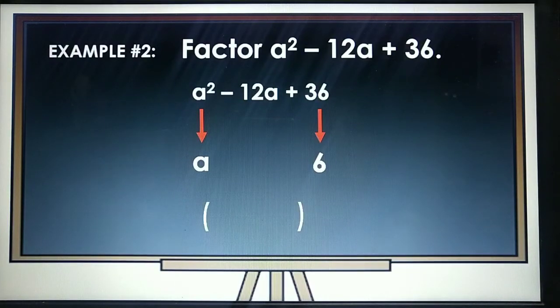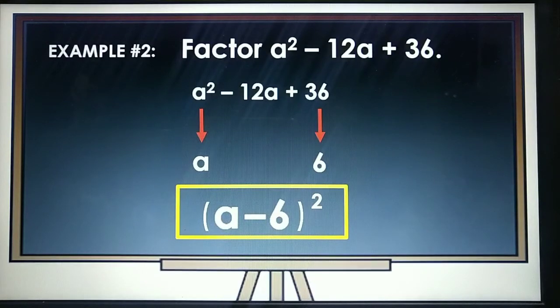We have a binomial factor. The square root of a will be the first term of the binomial factor. The square root of 36, which is 6, will be the last term of the binomial factor. Since the sign of the middle term of our trinomial is negative, our operation in the binomial factor is subtraction. And then we will take the square of the binomial factor. Therefore, the factored form of a squared minus 12a plus 36 is the square of the quantity a minus 6.